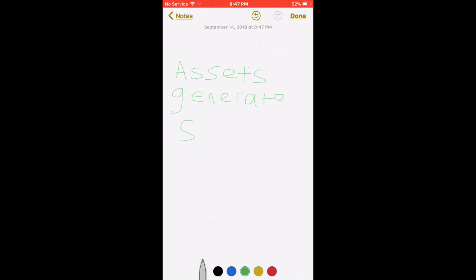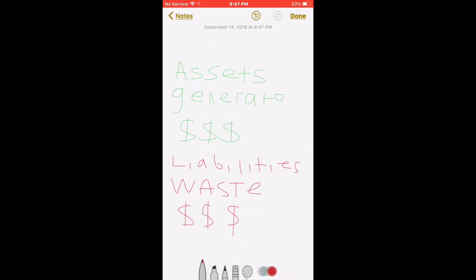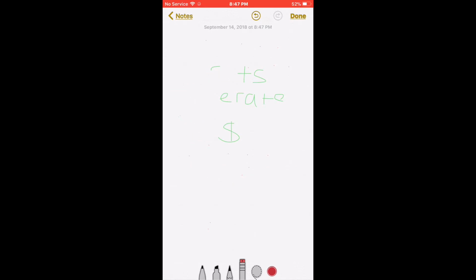Assets generate cash flow, they generate money. And obviously, the more assets you have, the more money you'll be able to generate. While liabilities take away money, and the more liabilities you have, the less cash flow you're going to have, the less money. And I would highly recommend learning about different kinds of assets, how to invest in them, how they work. The earlier you start, the better you'll end up.